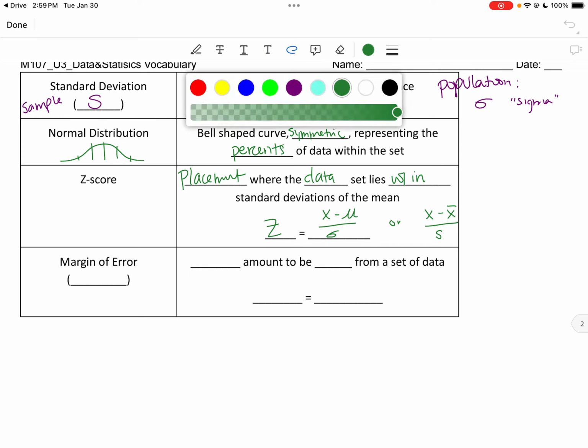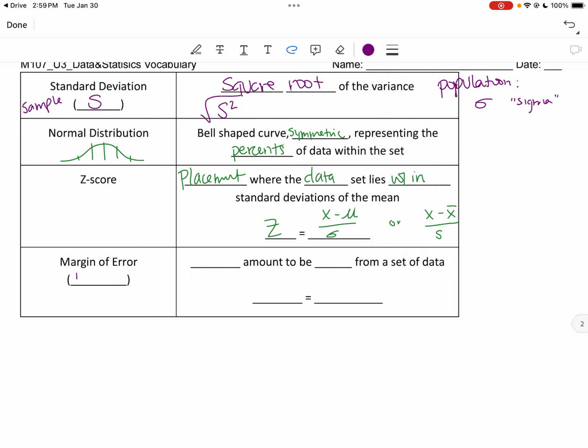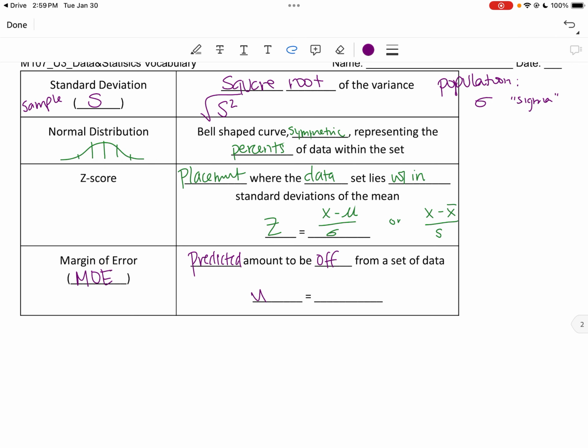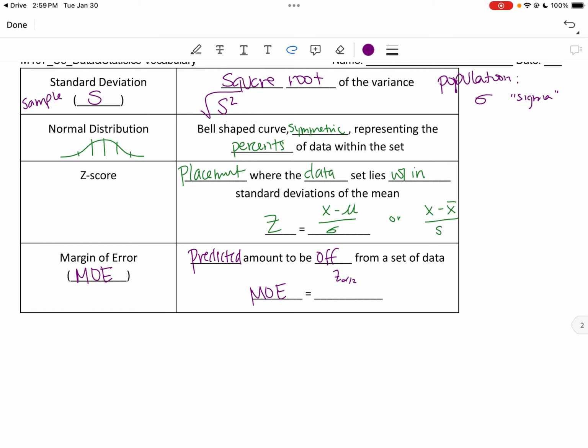And then we will end this unit with what is called margin of error. It is my favorite notation. It's just called the MOE. And that is your predicted amount to be off from a set of data. Basically, your margin of error is saying, okay, this is our statistic, and this is how accurate our statistic is based off of the sample that we've used, the z-scores of it, and everything like that. So your margin of error is equal to z alpha over 2, best notation ever, all over 2 radical n.